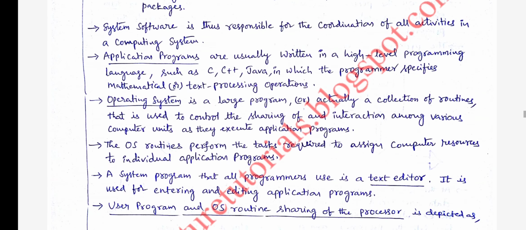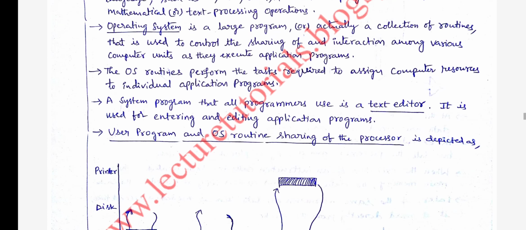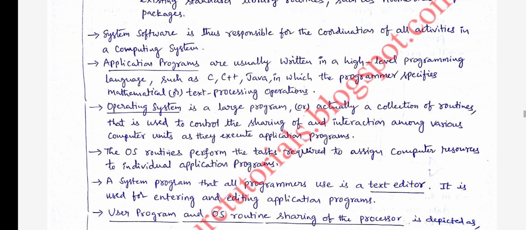Application software, or application programs, are usually written in a high-level programming language such as C, C++, Java, in which the program specifies mathematical or text processing operations. Operating system is a large program, actually a collection of routines that is used to control the sharing of and interaction among various computer units as they execute application programs. Right? OS routines perform the task required to assign computer resources to the individual application programs.